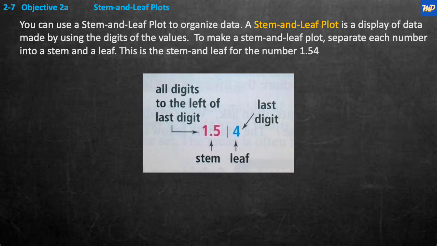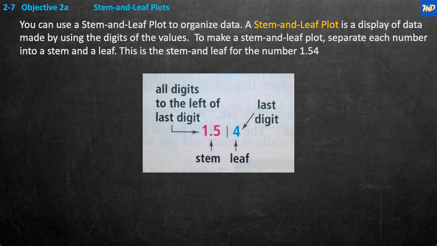Okay, objective 2A, stem and leaf plots. It's one of the things we said we were going to talk about, stem and leaf, and how to design them, build them, and use them. You can use a stem and leaf plot to organize your data. A stem and leaf plot is a display of the data made by using the digits of the values. To make a stem and leaf plot, you separate each number into a stem and a leaf.